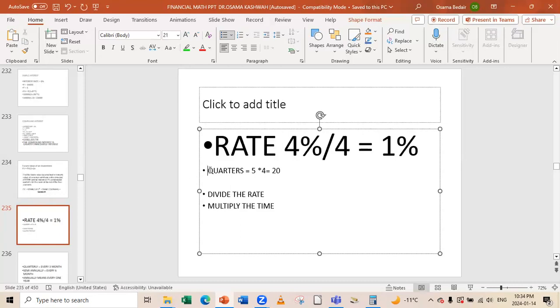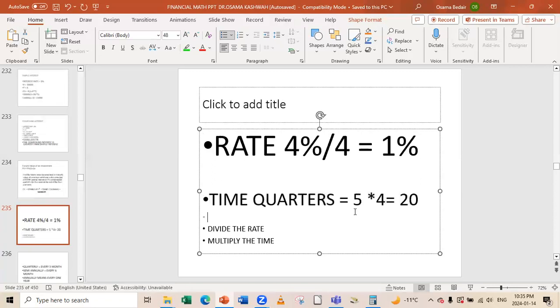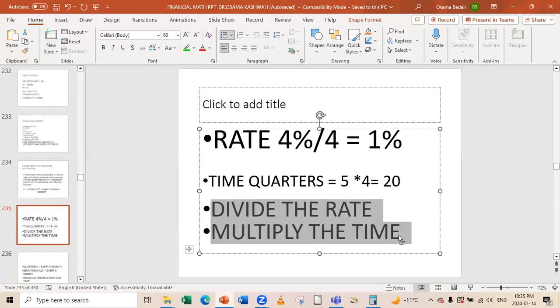But for the time, how many quarters do we have? We have 4 quarters in the year, but they are 5 years. So for time, we multiply. It's 5 years, and every 1 year includes 4 quarters. So 5 times 4 will give me 20 quarters. For that reason I told you: divide the rate, multiply the time. Divide the rate, multiply the time.